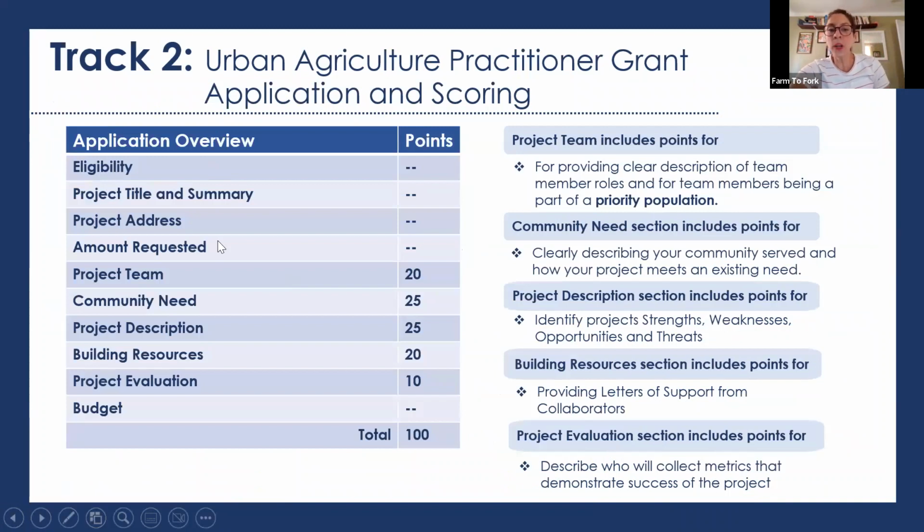Okay, the scored sections in track 2 include the following 5 headlines. So there's the project team, which includes points for providing a clear description of team members and roles, and for team members that are a part of the priority population. The second section is the community needs section. I won't go into the details for each one of these headers because I want to leave room for questions.